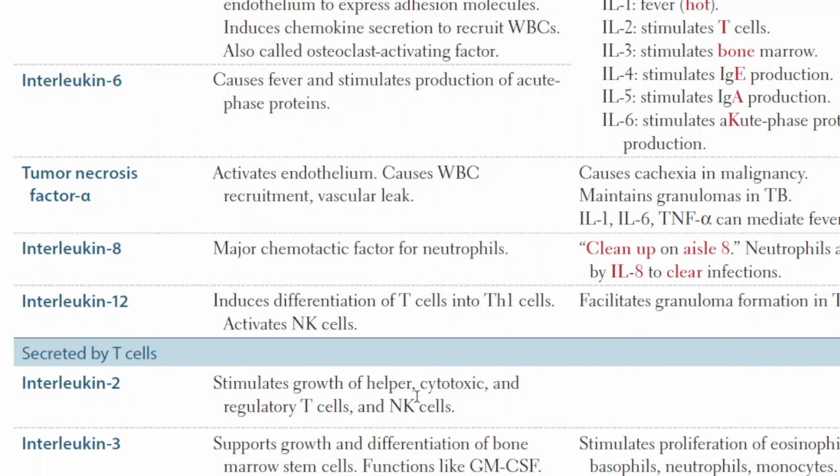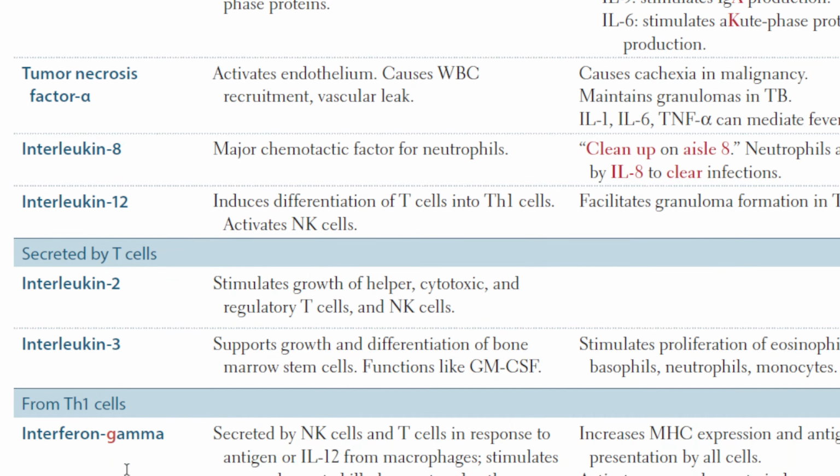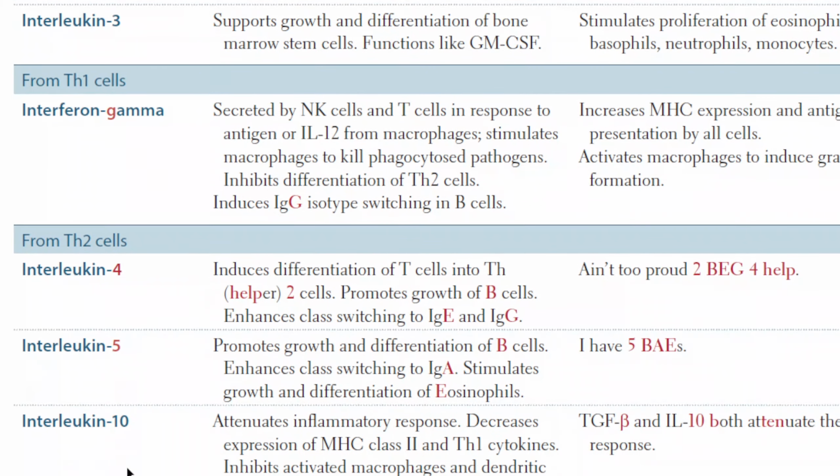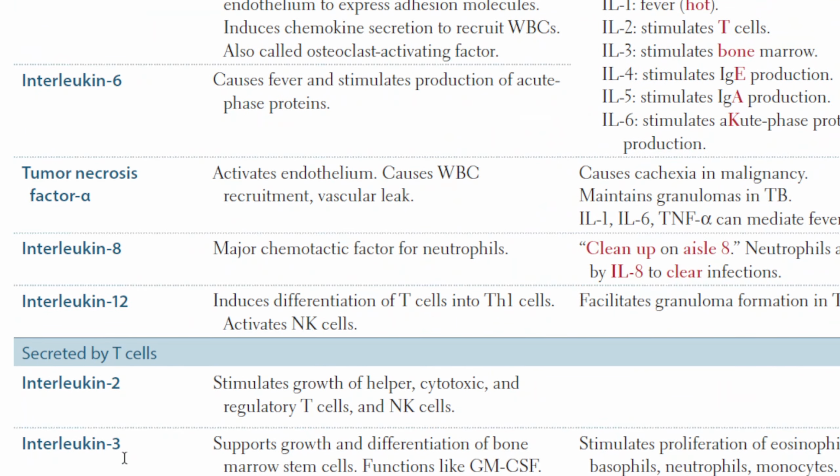So in the next one, we're going to talk about interleukins, important cytokines: interleukin 1, 6, 8, 12, interleukin 2, interleukin 3. Okay, we're going to read all this. Ooh, it's a whole bunch. So remember, HOT T-BONE STK helps you remember the first 6 interleukins.